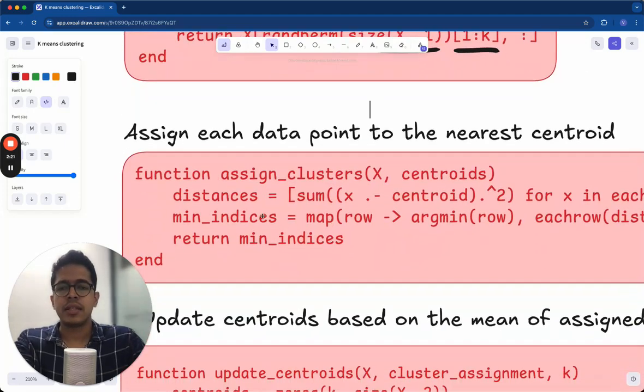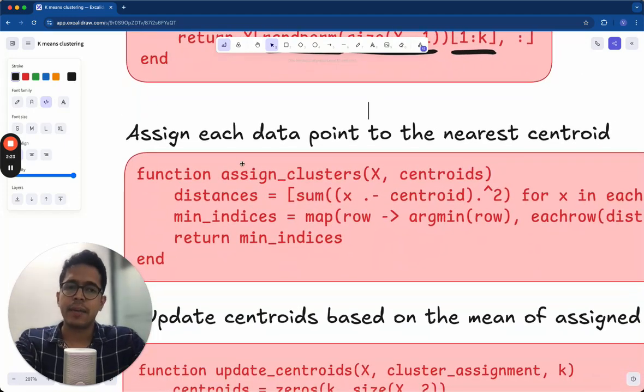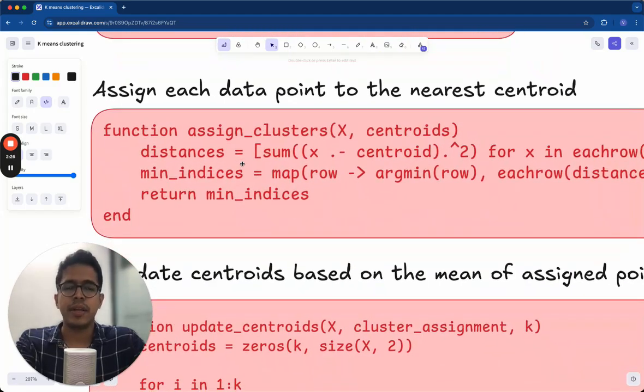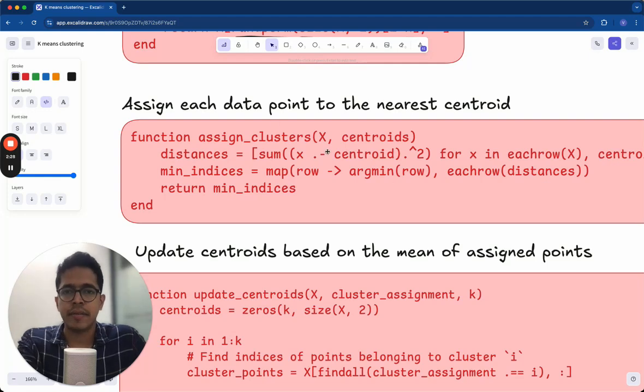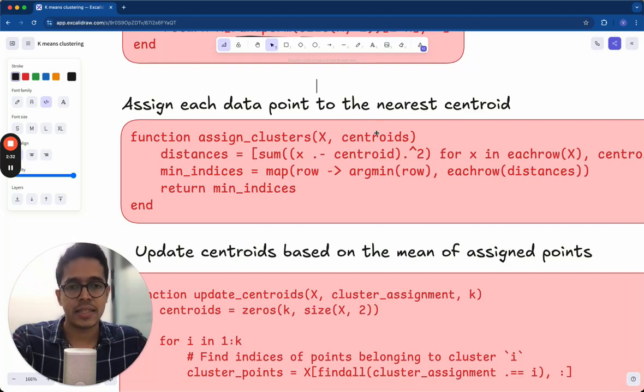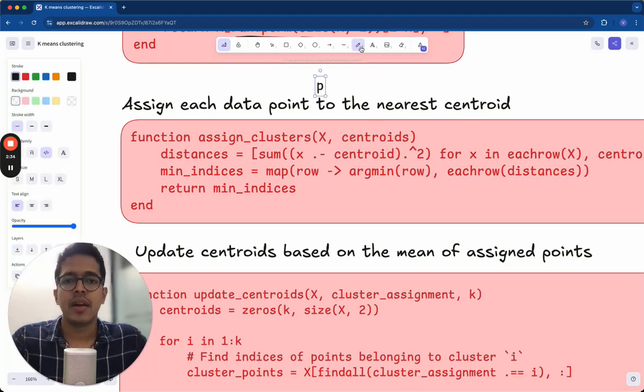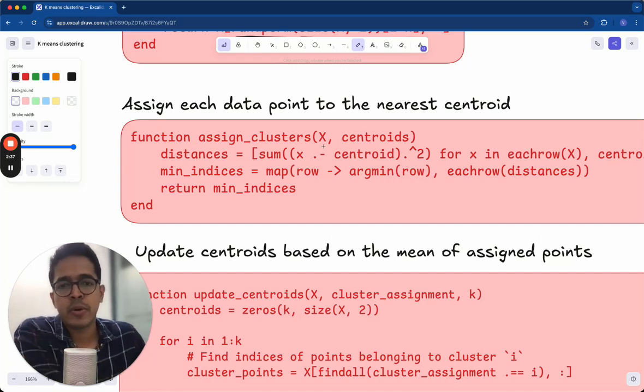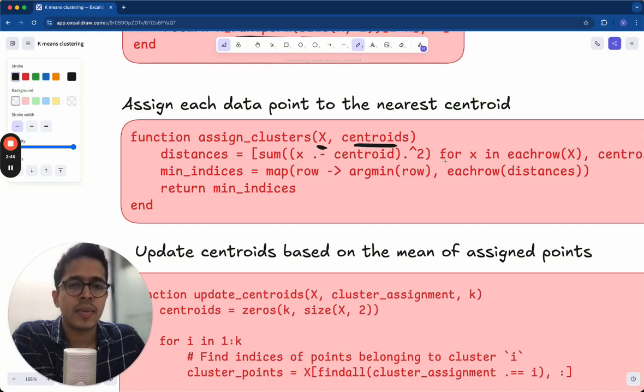Now, this is the function for assigning each data point to its nearest centroid. What we are doing here is, after we assign the initial random centroids, we call this function and pass in 2 things: one is the original data set itself, and second is the initial centroids. Then we calculate the distances of all the points from each centroid, and then we look at the indices where the distance is minimum.